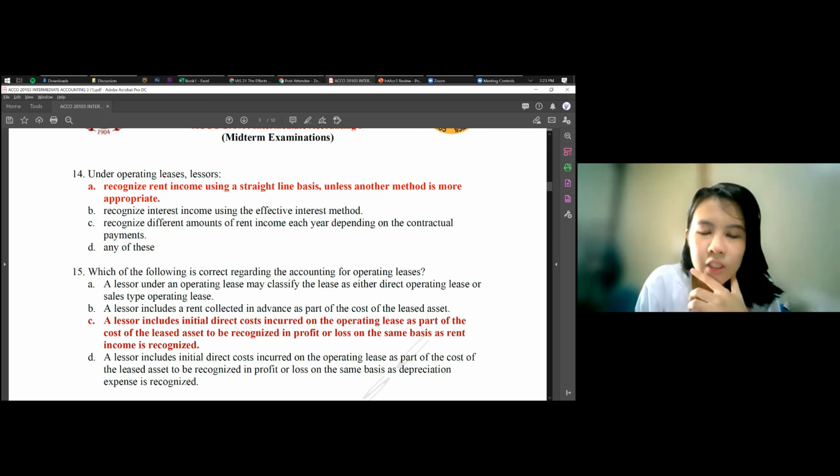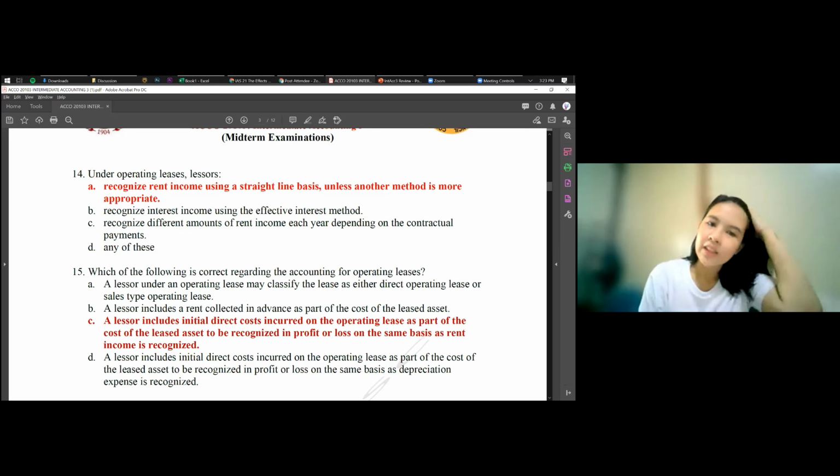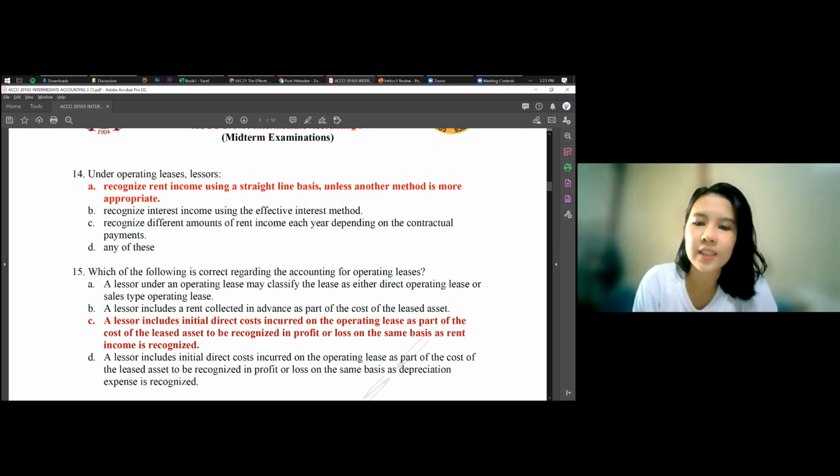A lessor includes initial direct cost. Yes, correct, incurred on operating lease. Yes, both in operating lease and finance lease, under direct financing lease, initial direct costs are part of the cost of the leased asset.